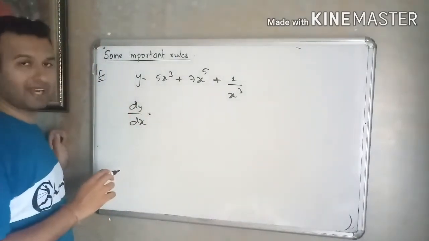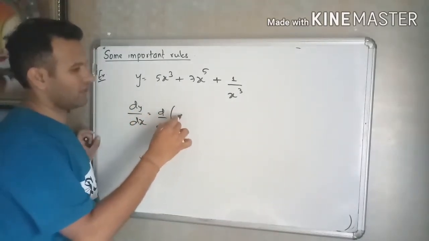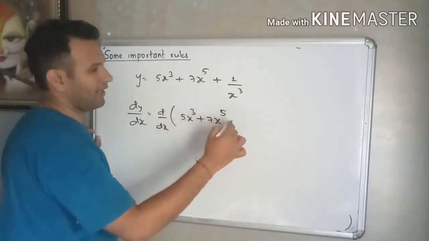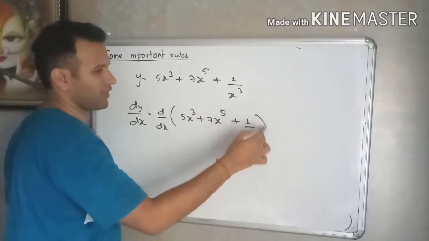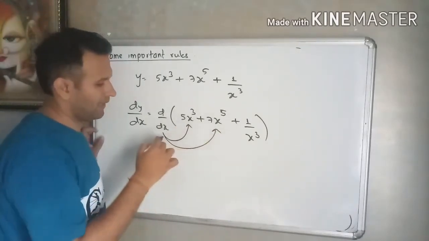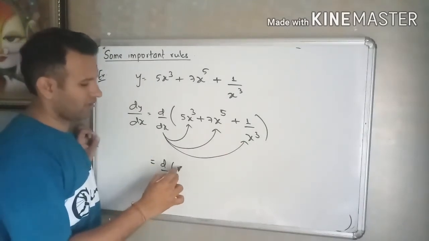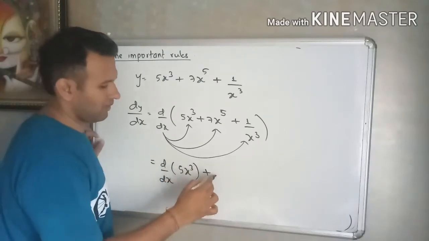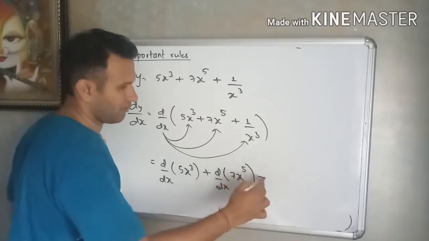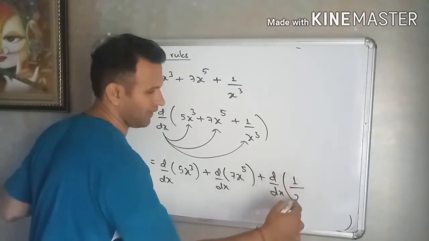करना है, ठीक है। तो क्या करना पड़ेगा, तो आप बोलोगे सर अभी आपने बताया था कि अगर इस तरह से तीन फंक्शंस एडेड हो या सब्ट्रैक्टेड हो तो फिर हमें d बाई dx जो है वो हर फंक्शन पे अप्लाई करना पड़ता है. वी हैव टू अप्लाई इट सेपरेटली टू ईच एंड एवरी फंक्शन. मतलब इसको यहाँ भी अप्लाई करना है, इसको यहाँ भी अप्लाई करना है, इसको यहाँ भी अप्लाई करना है. ठीक है, तो ये हो जाता है d बाई dx ऑफ 5x क्यूब प्लस d बाई dx ऑफ 7x रेज टू 5 प्लस d बाई dx ऑफ 1 बाई x क्यूब.